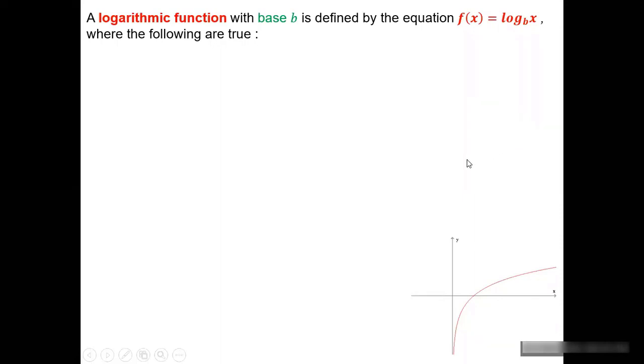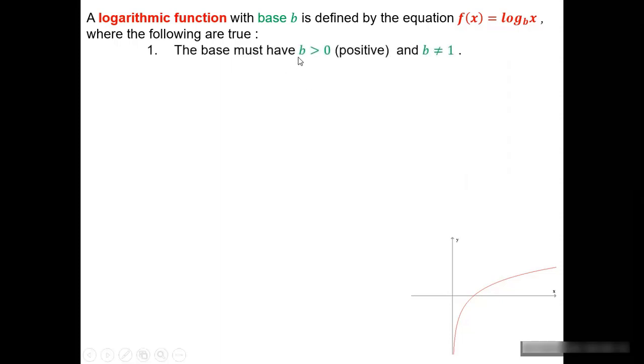Let's take a look at some features of the graph of this new parent function called log base b of x. Now that base could be anything we want it to be. It could be a base of 2 or 3 or 5 or 10 or e. It could be anything. But let's see what's true about all logarithmic functions. First of all, the base must be positive, just like the base of an exponential.